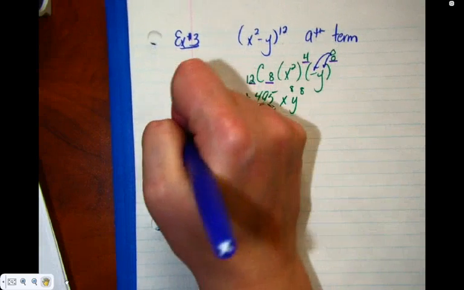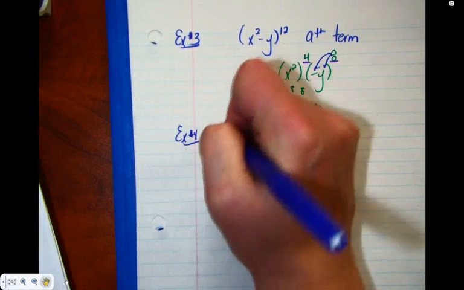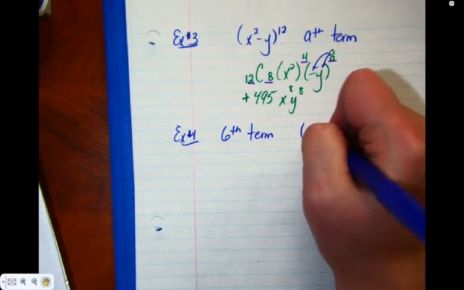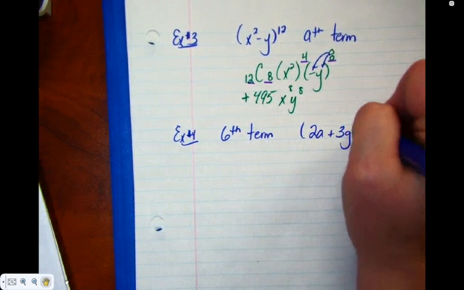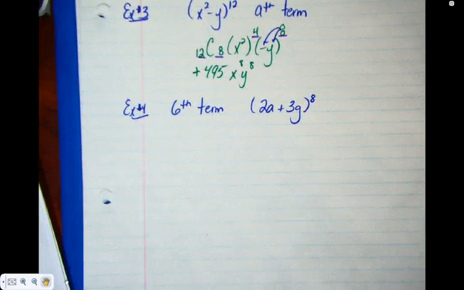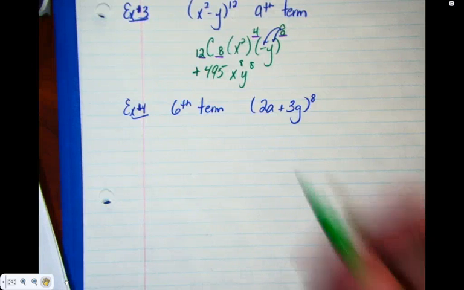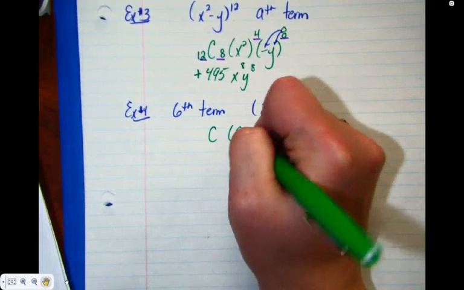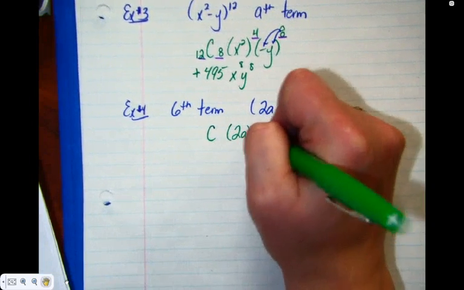Let's look at number 4. This was an exam question 3 years ago, I want to say. Instead of x and y, ooh, they threw in a and g. So the 6th term of 2a plus 3g to the 8. And so I'm going to set up the pieces just like above. We're going to have a combination with something, something as our n, r. We're going to have 2a to the something, and then we're going to have 3g to the something.